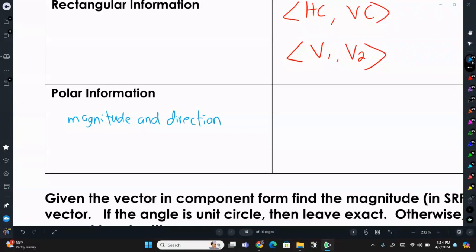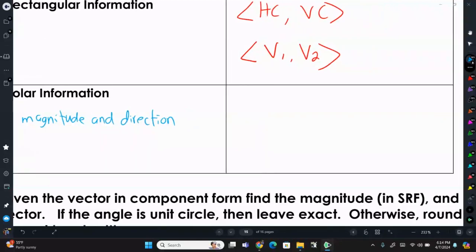And you say, well, how do we get the rectangular form, those two numbers, if I just have the magnitude and the direction angle? Well, what we do is we take that magnitude of our vector and multiply it by the cosine of that angle, and then we take the magnitude of that vector and multiply it by the sine of that angle, and that will get us our component form with our horizontal component and our vertical component. So magnitude times the cosine of the angle, and the magnitude times the sine of the angle.